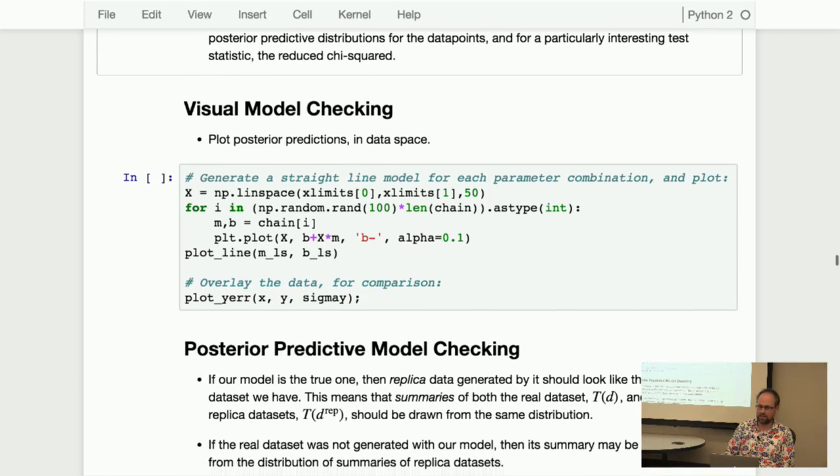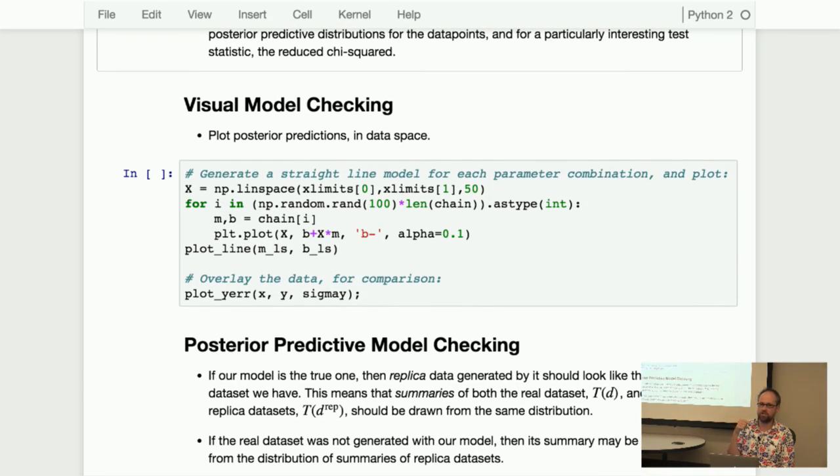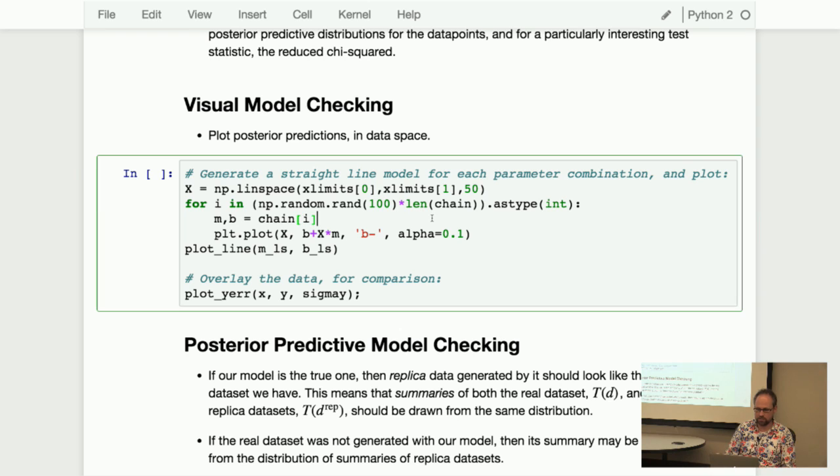So, visual model checking. The first thing that's useful to do is to show the predictions of our model in data space. That is, for each M and B pair, make the straight line that corresponds to it, and look at it in the context of the data. So that's what this does.